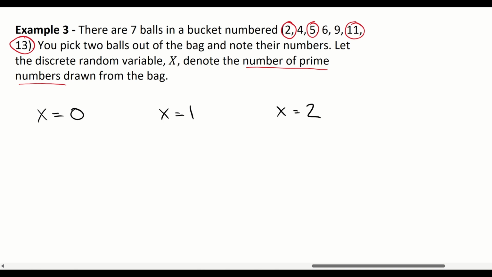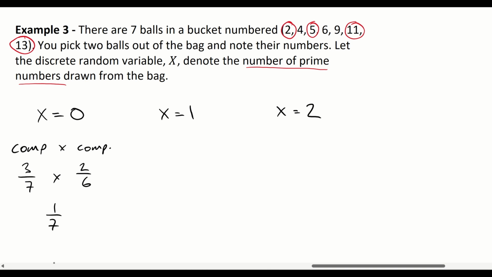Now, if we're going to get no prime balls, the only way that can happen is if we get a composite on the first go, and then we get another composite. So the probability of getting a composite on the first turn would be, well, there's 3 composite numbers there, so 3 out of 7. And then on the second turn, there's only 2 of them left, so 2 out of 6. And if you multiply those together, you just get 1 out of 7 as a simplified fraction.